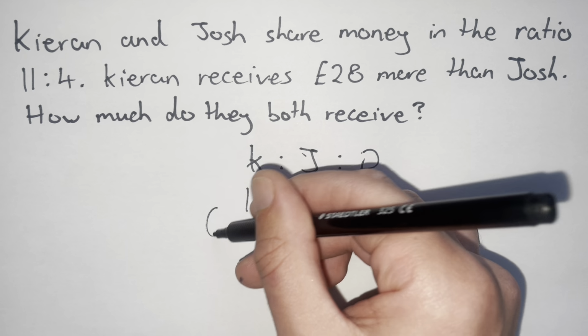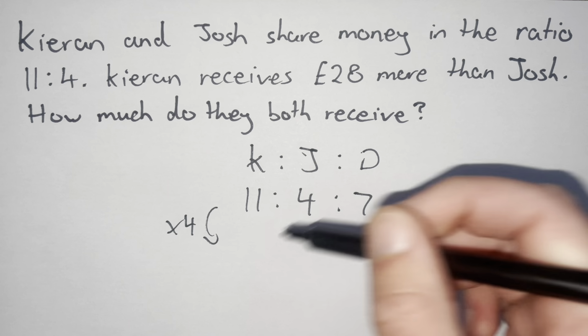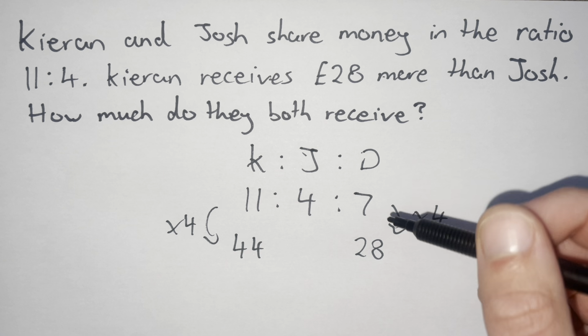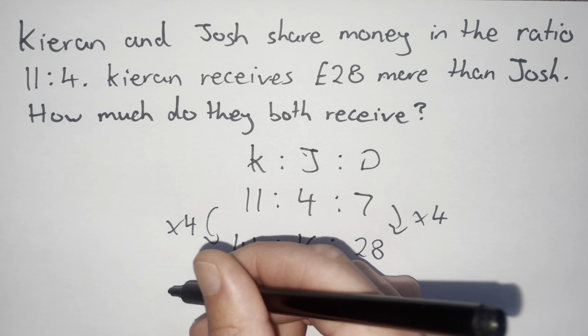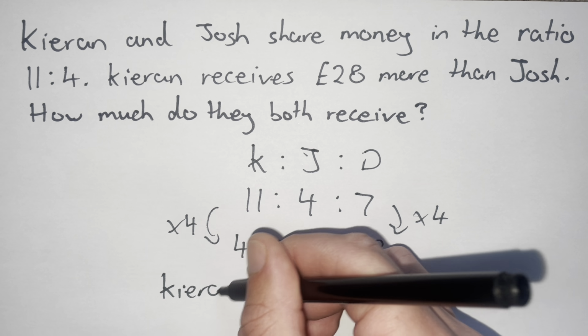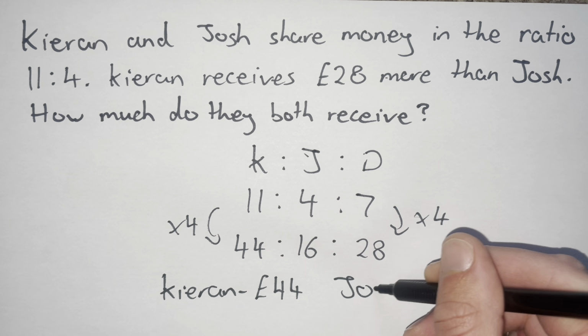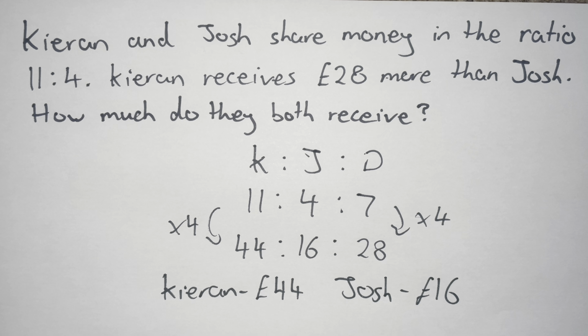And I do this throughout my ratio. For Kieran then, I do 11 times 4, which is 44. And for Josh, I do 4 times 4, which is 16. So I find that Kieran receives £44 and Josh receives £16. Again, with a difference of £28 between the two.